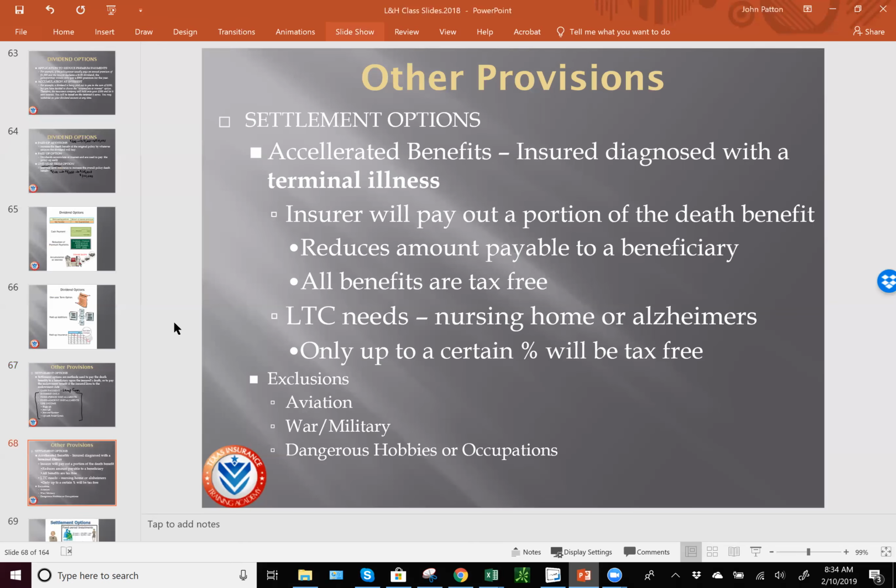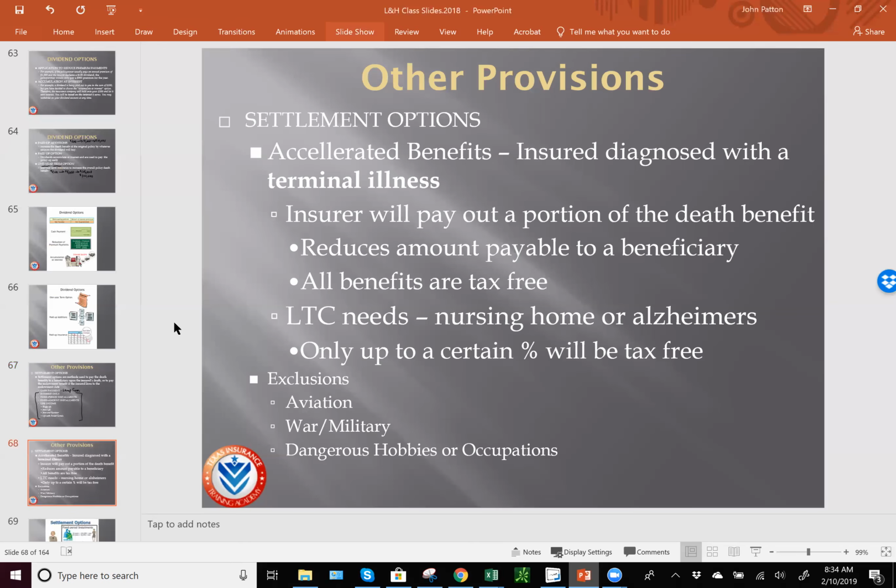And then lastly, here we have exclusions: aviation, war, military, dangerous hobbies or occupations, or if you're a felon and you rob liquor stores and get shot by the cops, they're probably not going to pay.